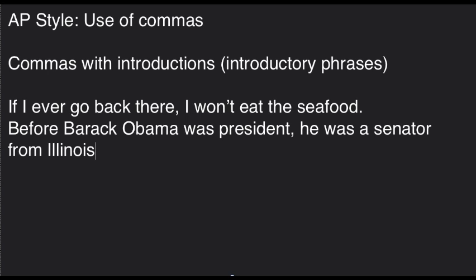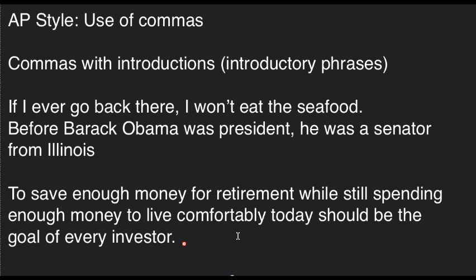Sometimes people will confuse one aspect of this, and that is when you have a really long phrase that begins a sentence, and that long phrase itself is actually the subject of the sentence. Here's an example of what this looks like. To save enough money for retirement while still spending enough money to live comfortably today should be the goal of every investor.